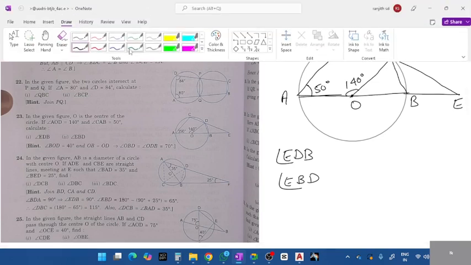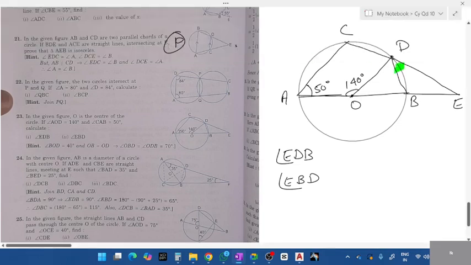Then, which one is the exterior angle? Which two are exterior angles? Angle D and DBE. No, there are two exterior angles, right? E is also exterior, D is also exterior. What are we supposed to find here? We have to find EDB. So what is EDB, students? EDB will be the exterior angle.